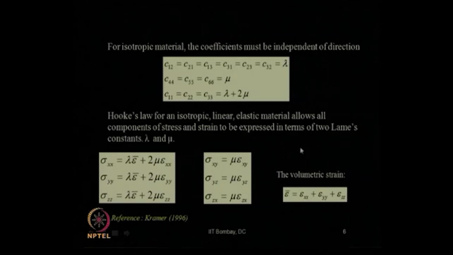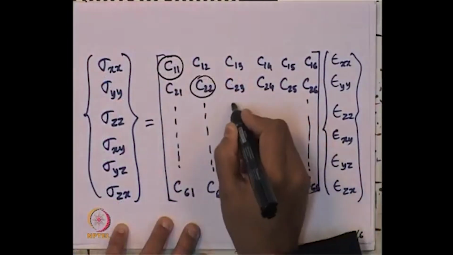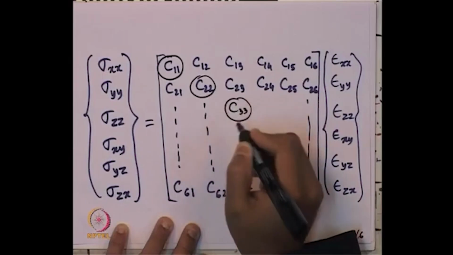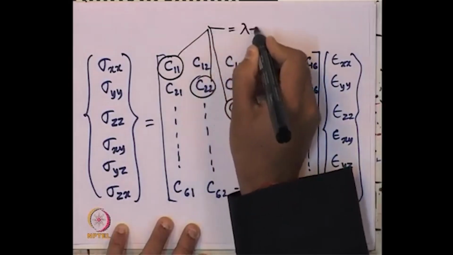Lambda is one of the Lame's constants. We know that stress-strain relationships can be expressed in terms of 2 Lame's constants, which are lambda and mu. Other coefficients like C44, C55, C66 are mu, whereas C11, C22, C33 are lambda plus 2 mu. So, knowing this, we can write that C11, C22 and C33 from here, these 3, will be equal to lambda plus 2 mu.